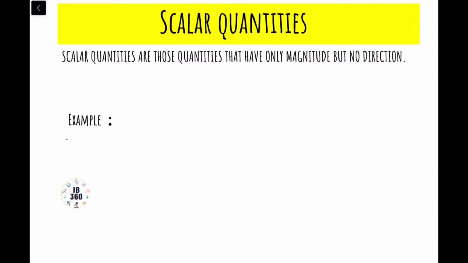So let us come to the scalar quantities. Scalar quantities are those quantities that only have magnitude but no direction. For example, length. We specify that the length of the cloth is 10 meters. For example, time. We specify that you have 30 minutes left for your examination.